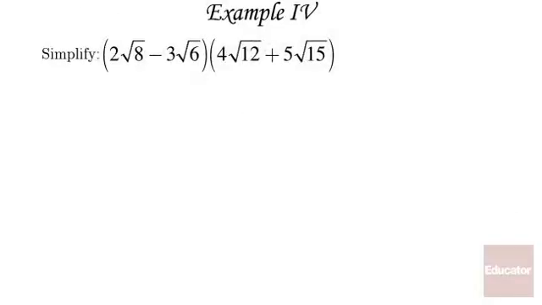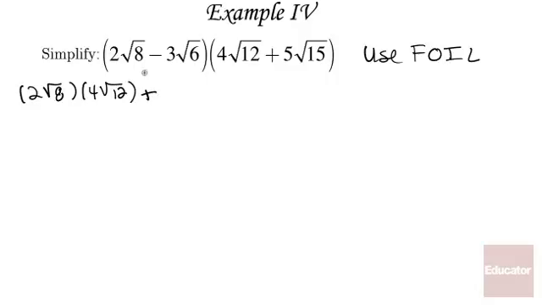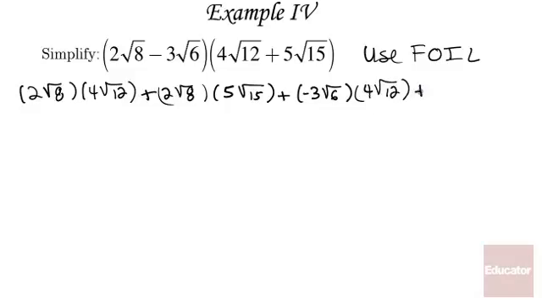Okay, in the last example, we're again asked to multiply a binomial, but there's no special formulas for this one. I just have to go ahead and use FOIL, multiplying first, outer, inner, and then last. So that's going to give me the first term, 2 square root of 8, times the other first term, 4 square root of 12, plus the outer two terms, 2 radical 8 times 5 radical 15, the inner terms, plus negative 3 radical 6 times 4 radical 12, and then finally the last terms, negative 3 radical 6 and 5 radical 15. Okay, now I just need to go on and do some multiplication and some simplification.